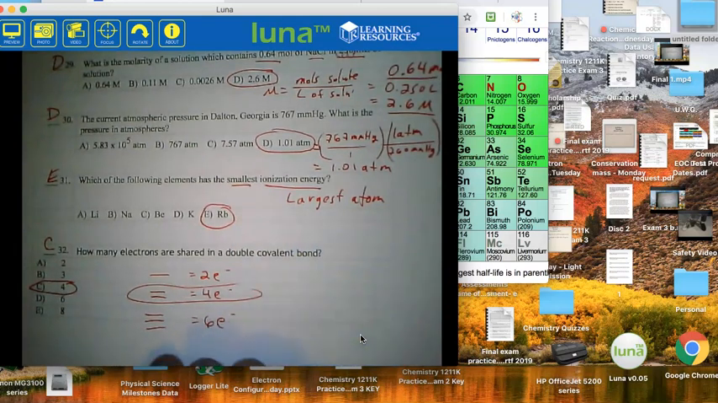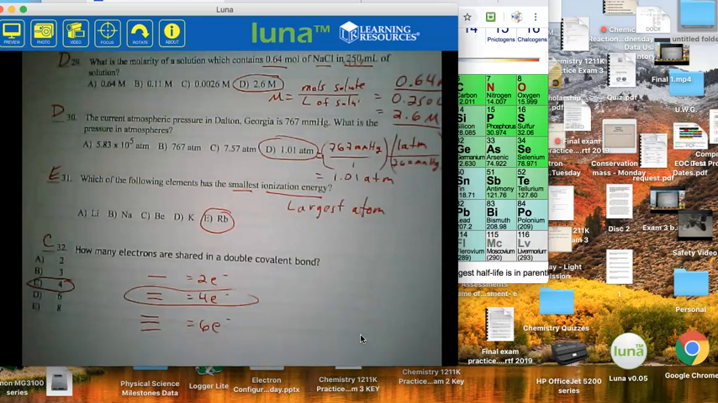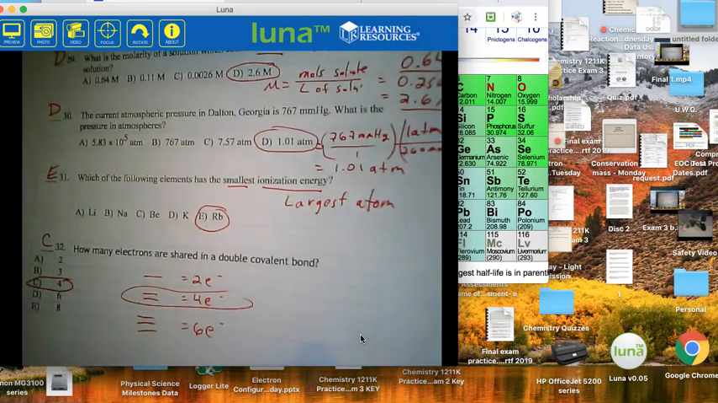All right, number 32, how many electrons are shared in a double covalent bond? Just a reminder here, there are 2 electrons that are shared in a single covalent bond, 4 in a double and 6 in a triple. So your answer should be 4 there for a double covalent bond.